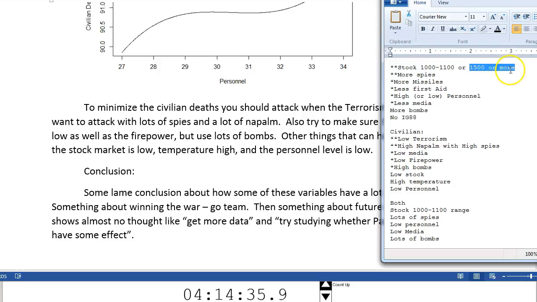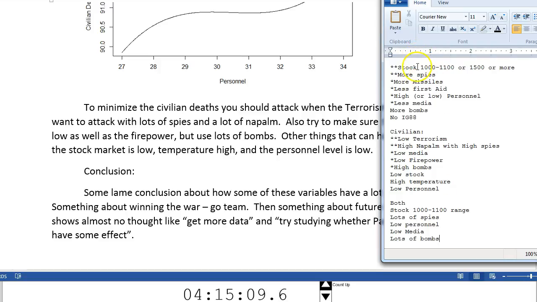Stock was 1,500 or more, and yet for civilians it would say low stock. So I'm going to say let's aim for this lower range, which also had good values. If you remember, it was a cubic function, and that's what happened there. Spies, it says more spies, and that's also true for the other one. And then personnel, it could be high or low, and high was slightly better, but because personnel for civilians should be low, I'm going to say low personnel, low median, and low bombs. In my data set, it looks like there's not a contradiction, which is too bad, because those are really interesting.